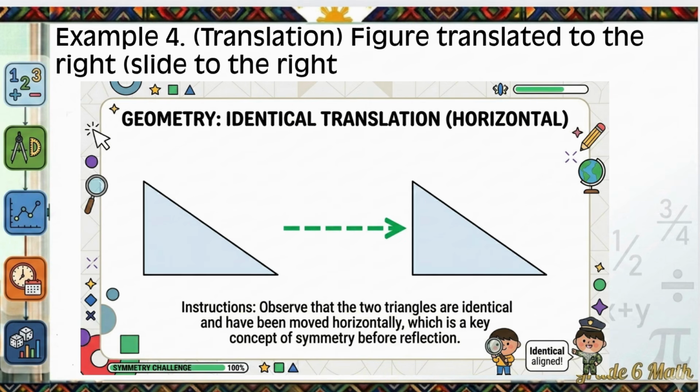2. The identical rule. Notice that the two triangles are exactly the same. The pointing side is still facing the right. The tall side is still on the left. The size hasn't changed at all. 3. The green arrow, the vector. That dotted green arrow shows us the path of the move. It tells us two things. Direction, we moved to the right. Distance, it shows us exactly how far the triangle traveled.